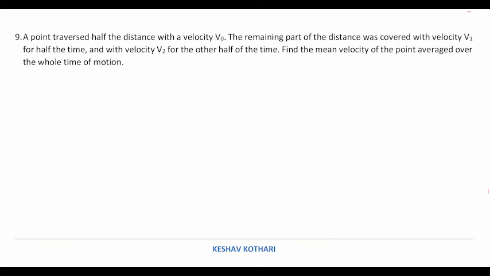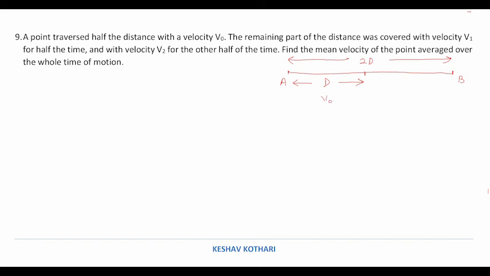So if I consider this question like this, that we are considering a path AB, the particle is going from A to B. And I am taking that the distance AB is equal to 2d. So a point traversed half the distance with velocity v0. So till half the distance, till the distance d, I am taking that the velocity is v0.